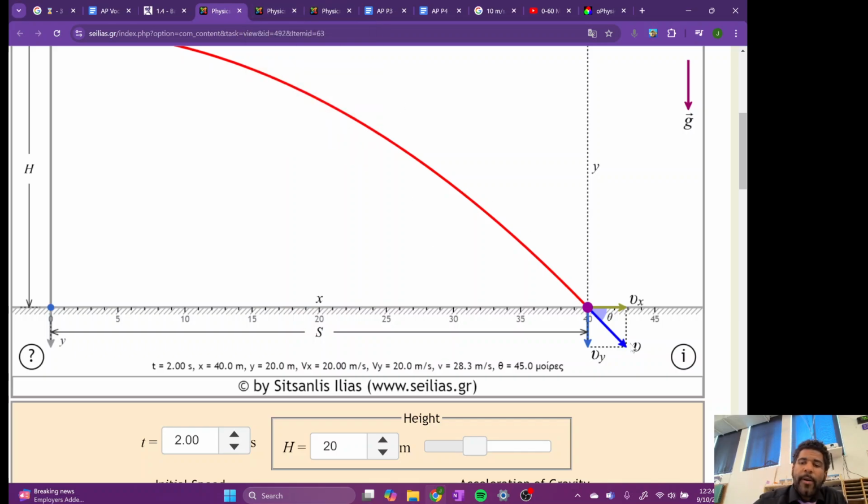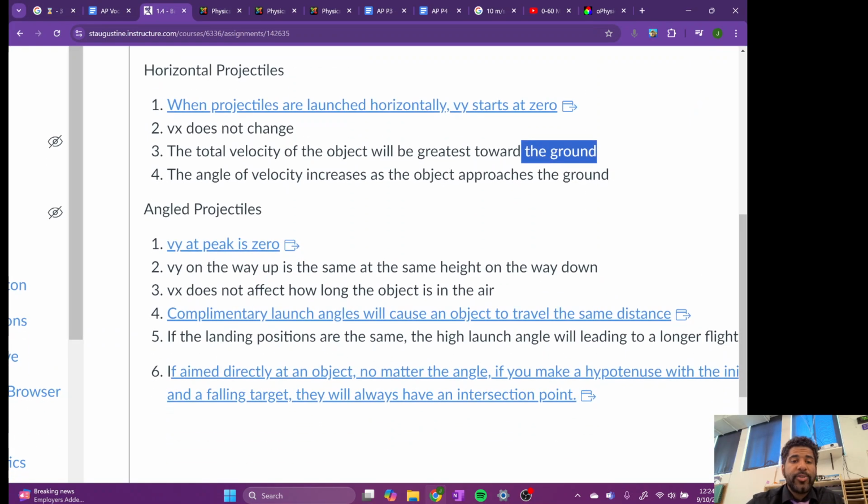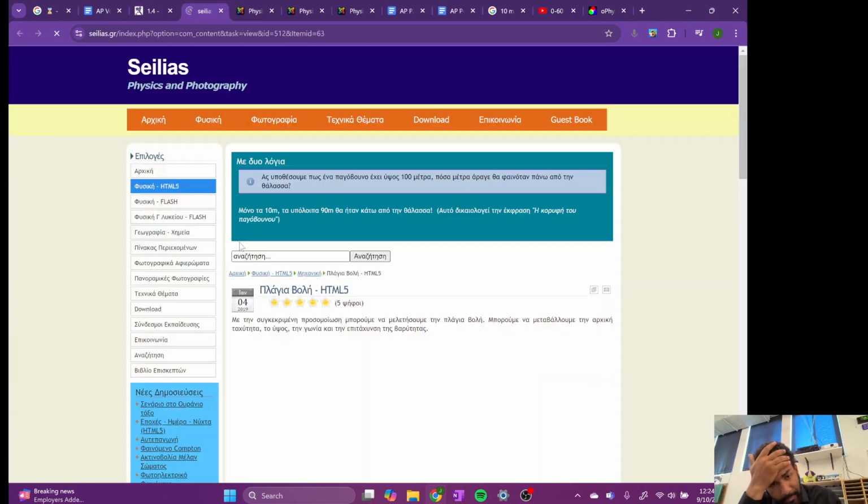Now, going off of that, the second before it hits the ground, we are still considering this part where it's fallen down at the bottom. We are considering that to be the point of 0. Now we are moving on to angled projectiles.